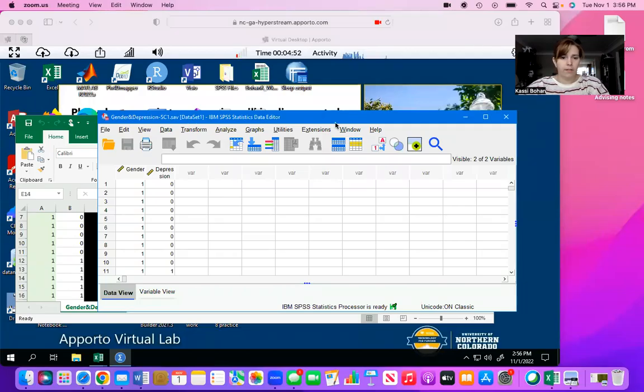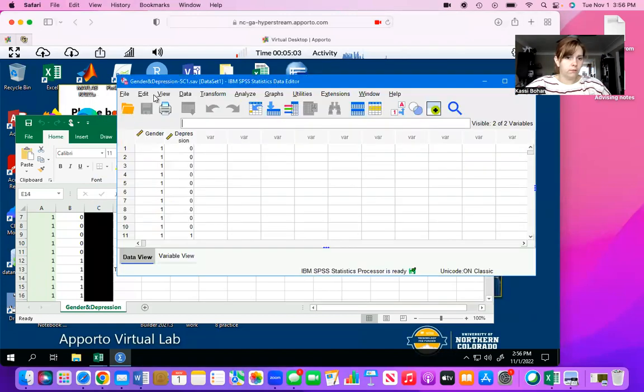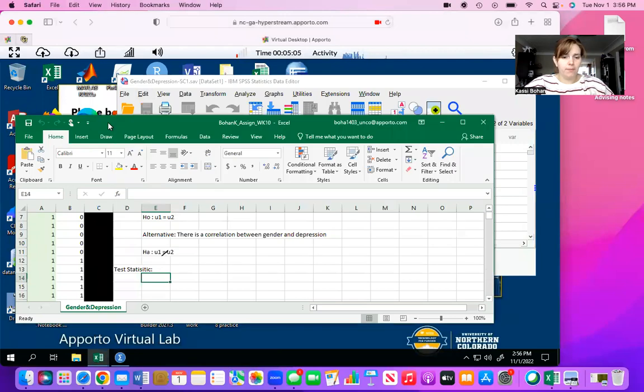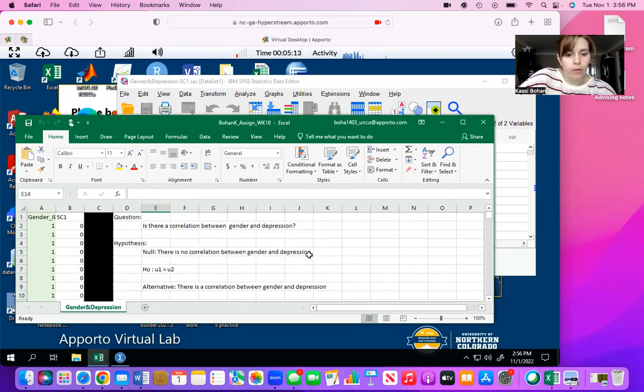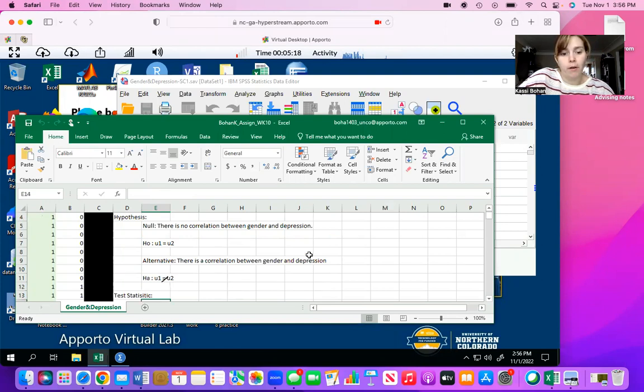Okay, this is my week 10 assignment. The Healthy Minds area that I am doing for this is gender and depression. I did pre-type some stuff out just because I'm having issues with Zoom and Aporto at the same time. So my question is: is there a correlation between gender and depression? My null hypothesis is there is no correlation between gender and depression. The alternative is that there is a correlation between gender and depression.